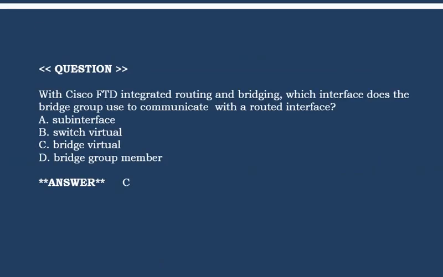Next question is: with Cisco FTD integrated routing and bridging, which interface does the bridge group use to communicate with a routed interface? Option A, sub interface. Option B, switch virtual. Option C, bridge virtual. Option D, bridge group member. Correct answer is option C.